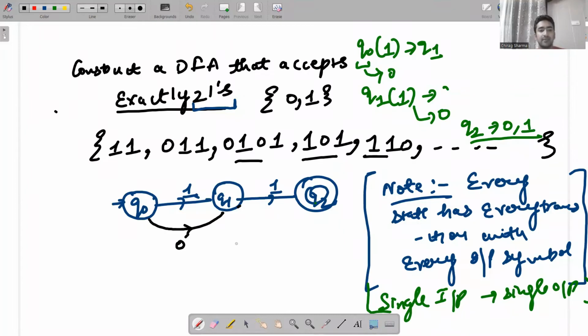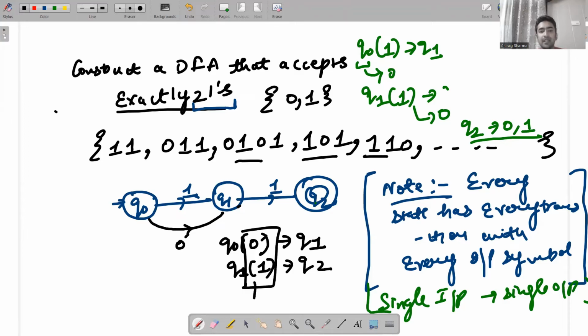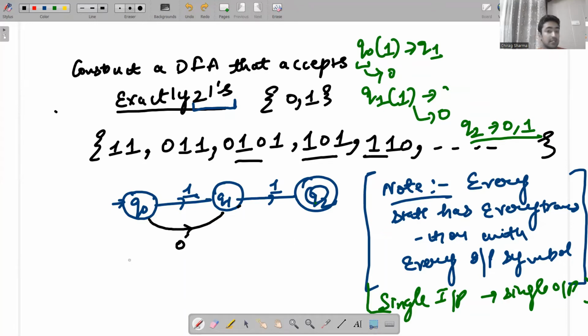Which string is getting accepted? I'm talking about this particular answer. Q0 is given 0, it goes to Q1, and Q1 is given 1, it goes to Q2. So the string that I am accepting is 0 1. Does 0 1 contain exactly two ones? No. So this step is definitely wrong, and I am excluding it from my list. I cannot take 0 1 as a particular answer, and I cannot accept 0 from Q0.